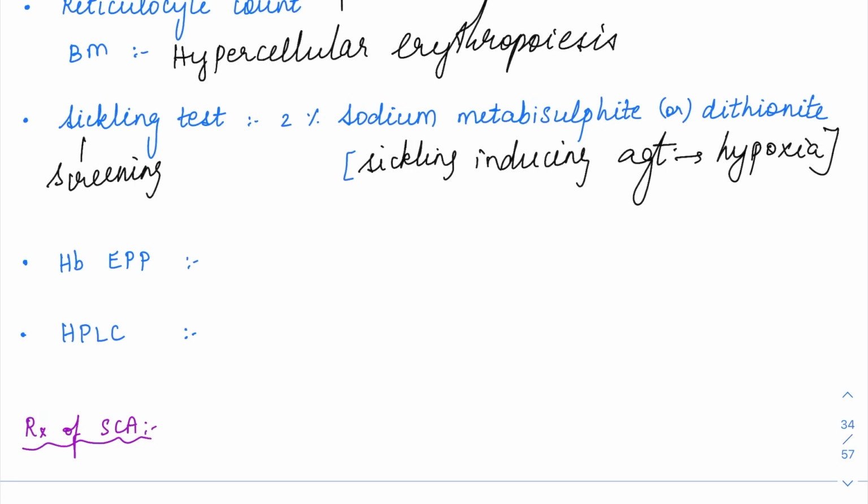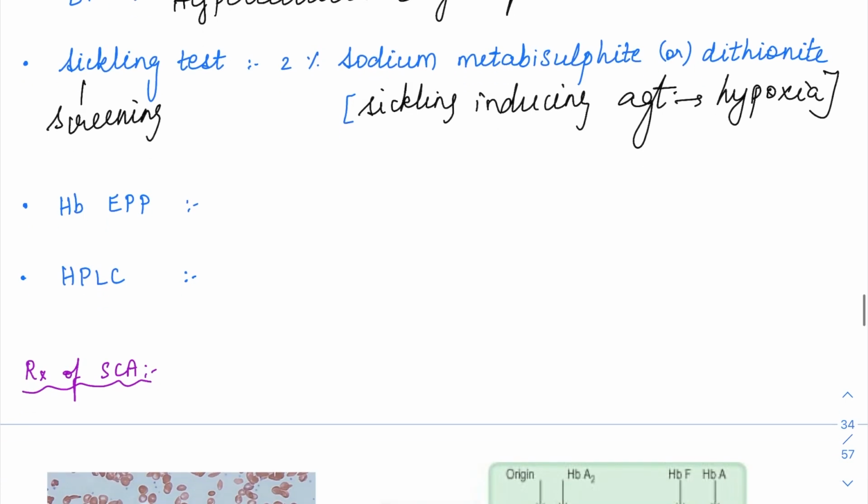So if you visualize it under the microscope now, they are going to show sickles. Okay. So the sickling test is a screening test which we use for sickle cell anemia. Apart from that, you can do hemoglobin electrophoresis. So for any hemoglobinopathy, you can do hemoglobin electrophoresis and HPLC.